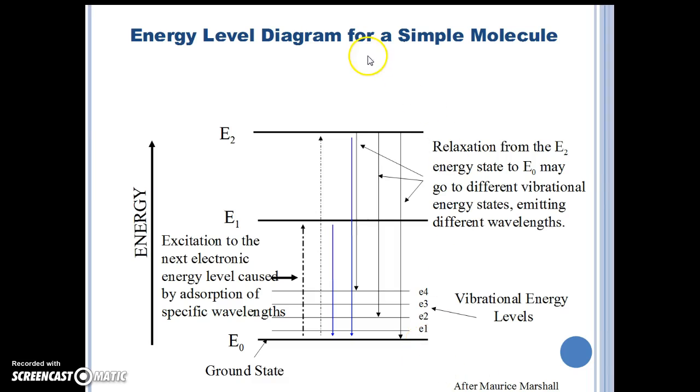Now, for a simple molecule, we can talk about the ground state, the first energy level, and the second. If, say, there's an excited state in the molecule in E2, if it relaxes to the ground state, it can go to a different vibrational energy state, and some sort of wavelength will be emitted. That's typically going to happen in the UV or IR.